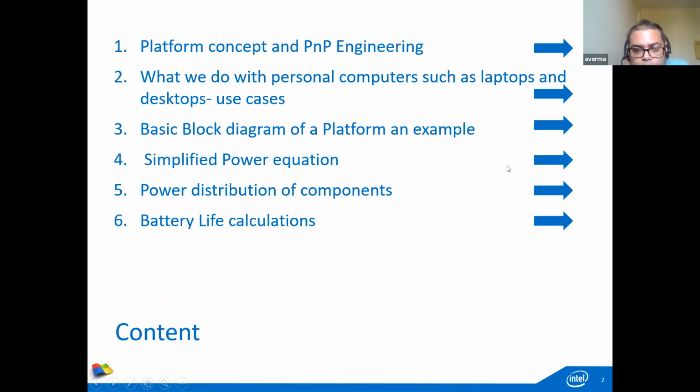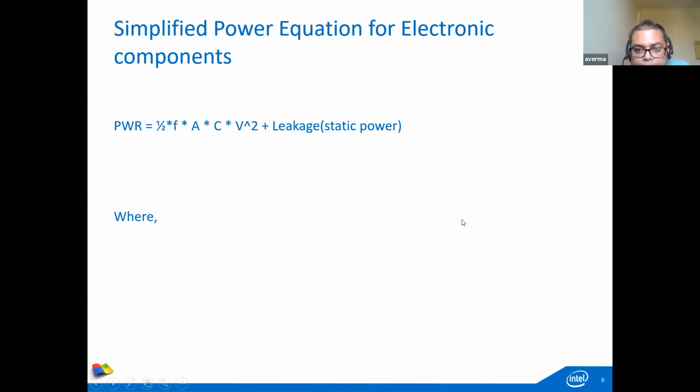Okay, so now let's go to the simplified power equation. We have seen there are so many components in the platform, like the CPU, cache, memory controller, and other controllers like USB controller or SPI controller, or UART controller or I2C controller. Then there will be some interconnects also, which connect all these devices inside the SoC.